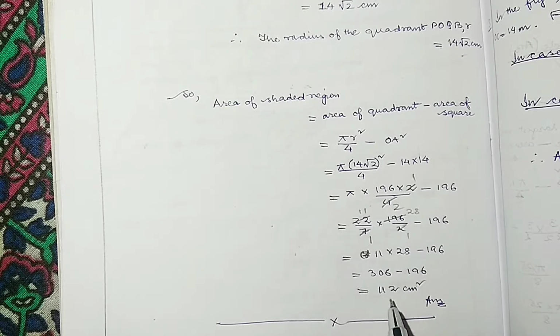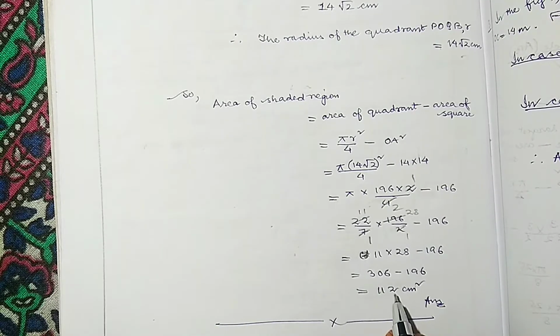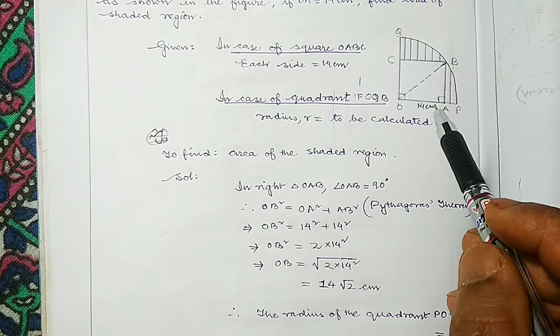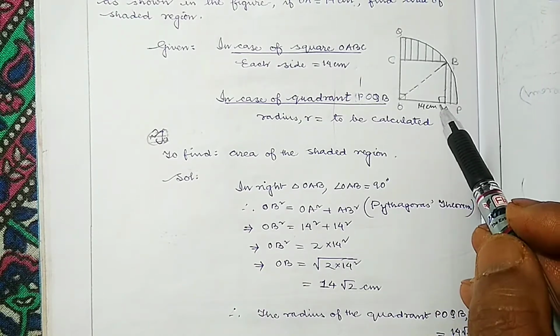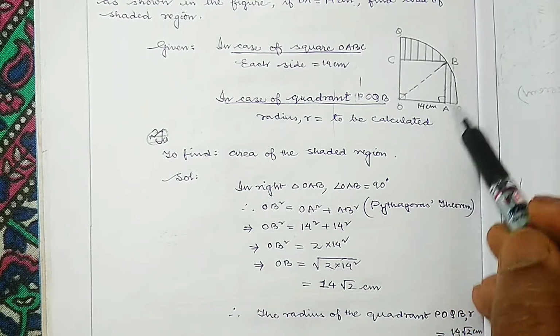If we subtract, we are going to get 112 centimeter square. That means 112 centimeter square is the area of the shaded region. So it's quite a simple sum. What we have done first, from this triangle OAB, using Pythagoras theorem, we got OB, which is the radius of the circle or the quadrant you can say.